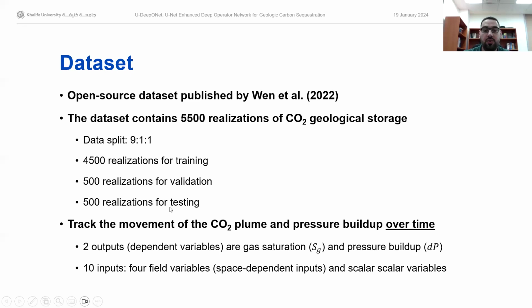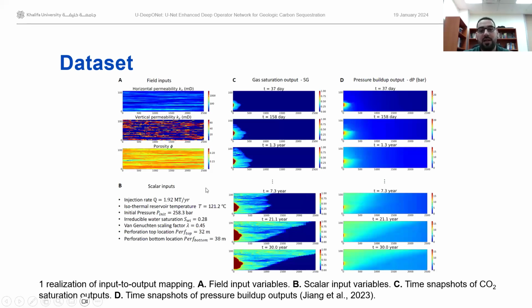The dataset contains two outputs. These are the dependent variables, which are the gas saturation and the pressure buildup. We are trying to learn to predict them. And 10 inputs. These include 4 field variables, and the remaining 6 variables are scalar variables. This is an example from the dataset. In the field inputs, we can see, for example, the horizontal permeability field, the vertical permeability field, and the porosity map. And here you have the scalar inputs. In addition to the field inputs, you have the well location and the perforation length.